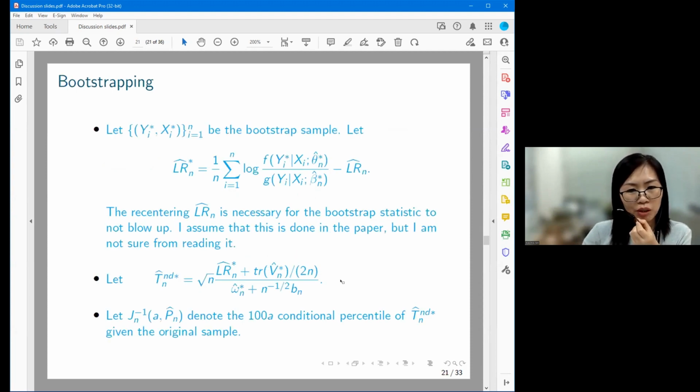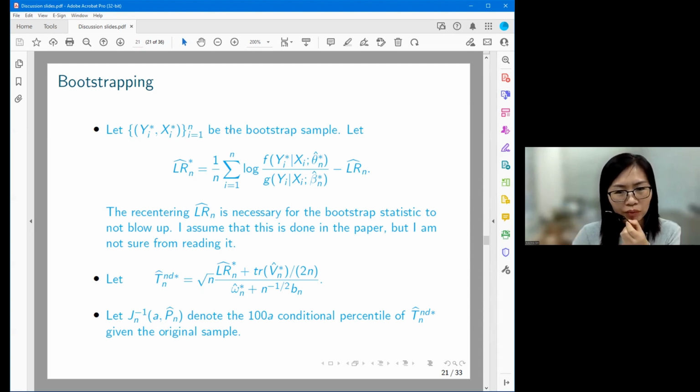Now, what's the bootstrap procedure? The bootstrap procedure will take a bootstrap sample, just your usual non-parametric bootstrap sample, and construct the bootstrap log likelihood ratio statistic by plugging in the bootstrap sample. So this should be xi star as well. Sorry, I forgot to add that. So it's xi star as well. So this is the log density ratio evaluated at the bootstrap sample.